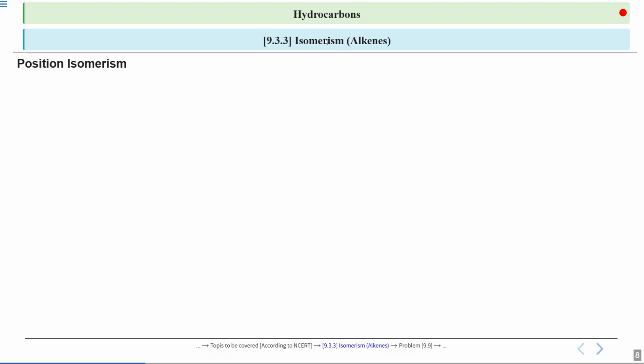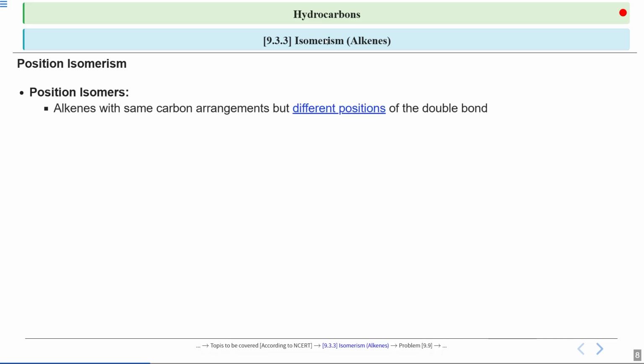This is the isomer which shows a change in the position of the double bond. So what can we say about position isomers? They are alkenes with the same carbon arrangement but a different position of the double bond, which means their backbone remains the same, the carbon backbone remains the same, and only the location of the double bond changes. Here is an example of that.